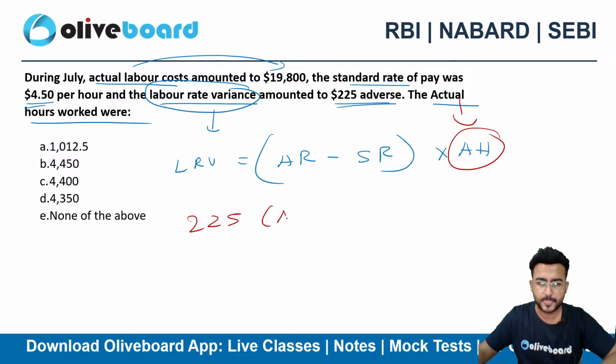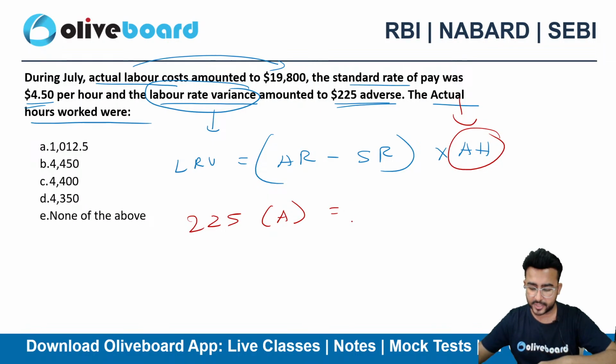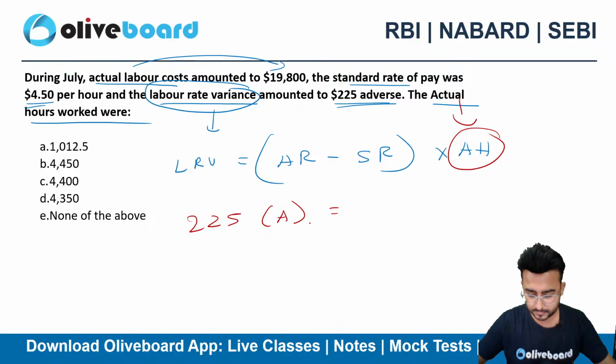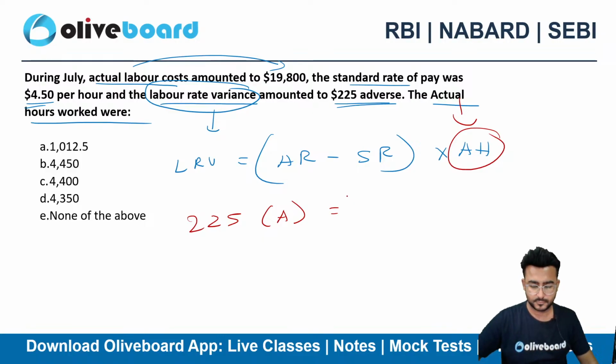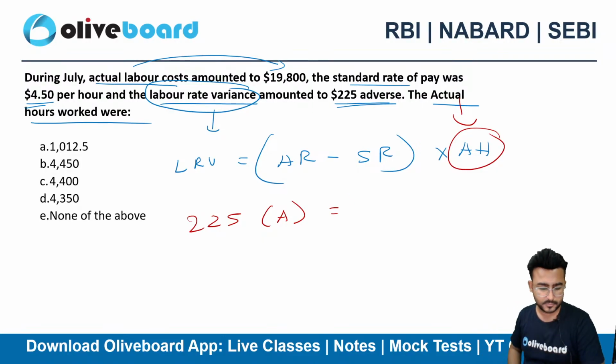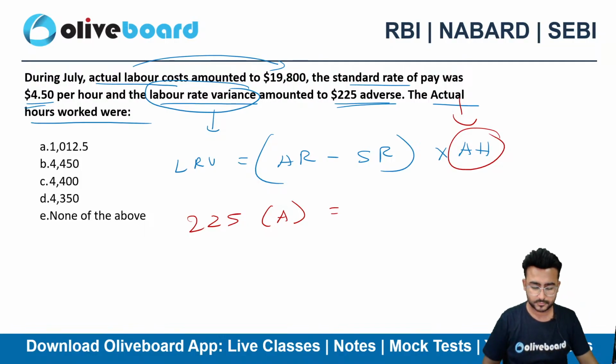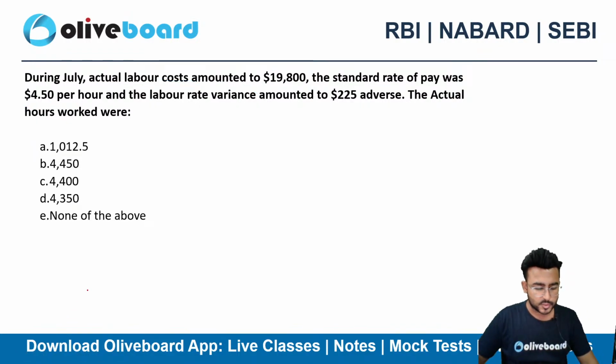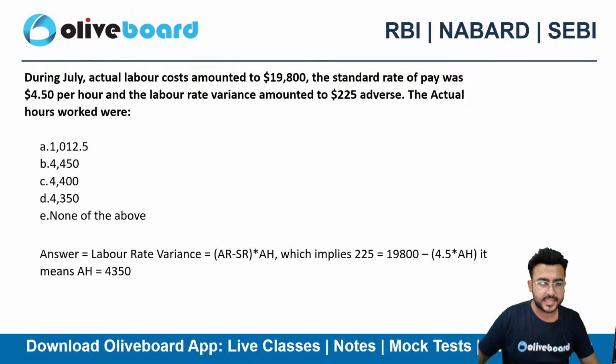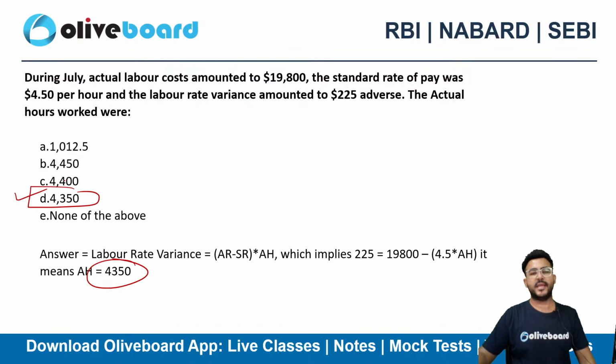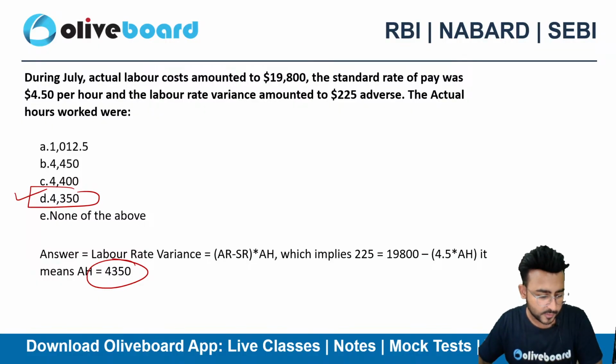225 adverse is equal to, what will be the actual rate here? Can you guys calculate it? So do calculate it once. You will be getting the answer as 4350, option D. You'll be getting 4350 if you solve it mathematically.